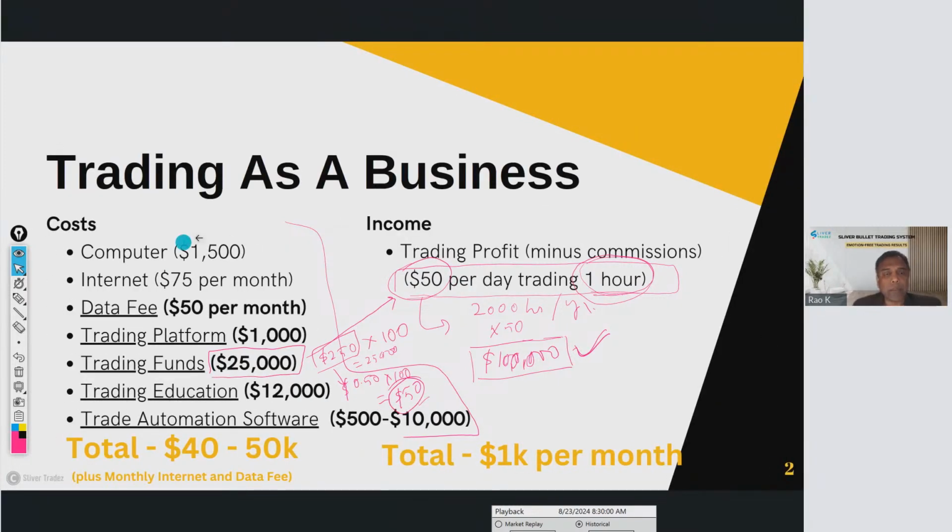Now, if we add up the cost components, we get $40,000 to $50,000, plus monthly internet and data fees. And if we trade only 1 hour a day, and there are 20 days in a month, then 20 times $50 is $1,000. So you'll make only $1,000 a month. That's why I have here total income $1,000 per month, and here a $40,000 to $50,000 investment.